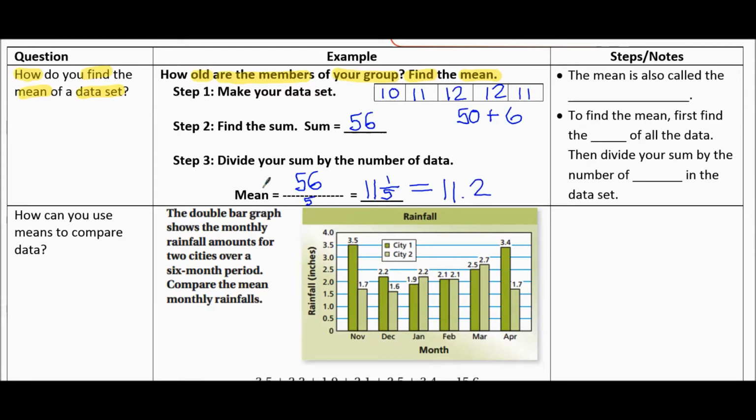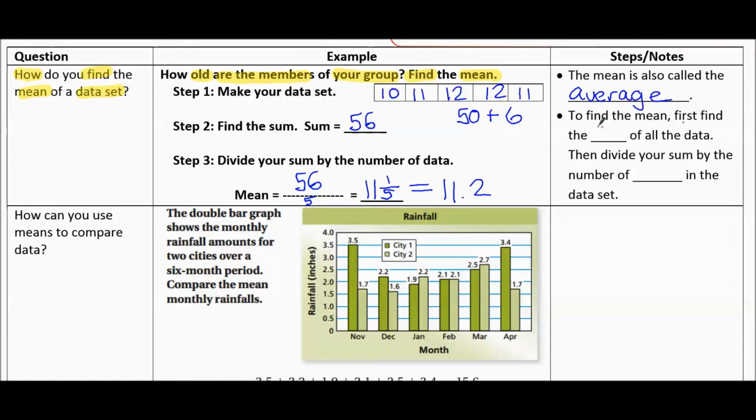And once again, when we find the mean, 11 and 2/10, isn't that a pretty good description of these data? It's a good balancing point. If I said, how old are the members of your group? About 11, a little over 11 overall, even though we have two members that are 12 and a member that's 10. Okay, the mean is also called, we talked about this, the average.